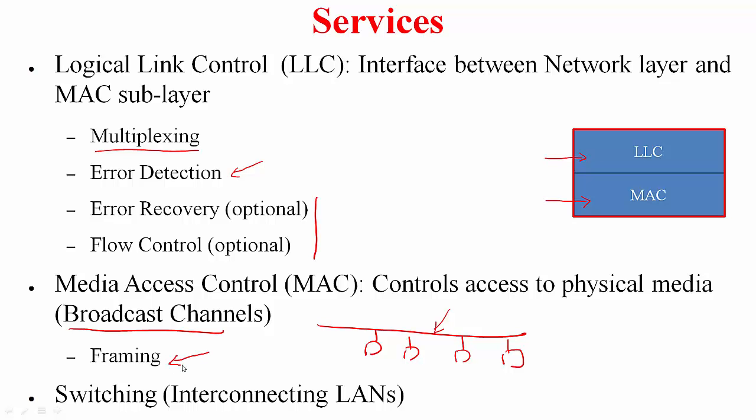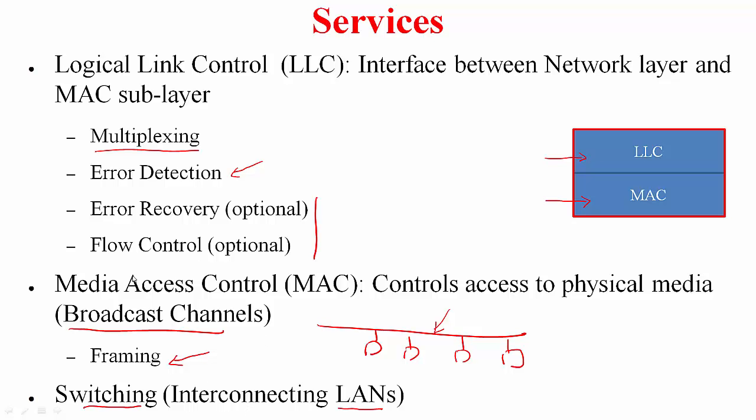Framing is a functionality which at times is implemented as part of the MAC, at times as part of the LLC. It doesn't really matter where it is implemented. We are anyway going to look at framing in detail as part of this video. Another functionality that is implemented at the link layer is switching. Basically, this permits interconnection of local area networks. So that is what LAN stands for.